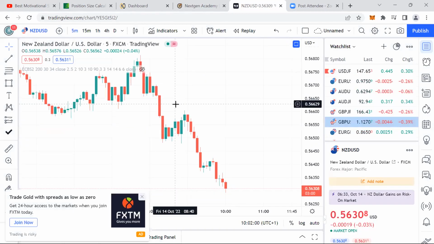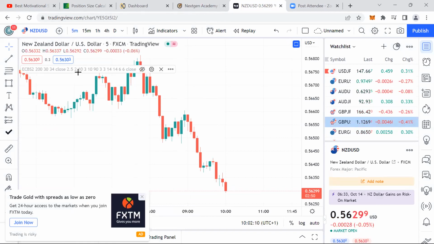All right. So this is NZD USD. It's already dropping. So where should be our entry on this trade? We do the same thing that we did before. We quickly go on the daily. Daily time frame. You click on day.